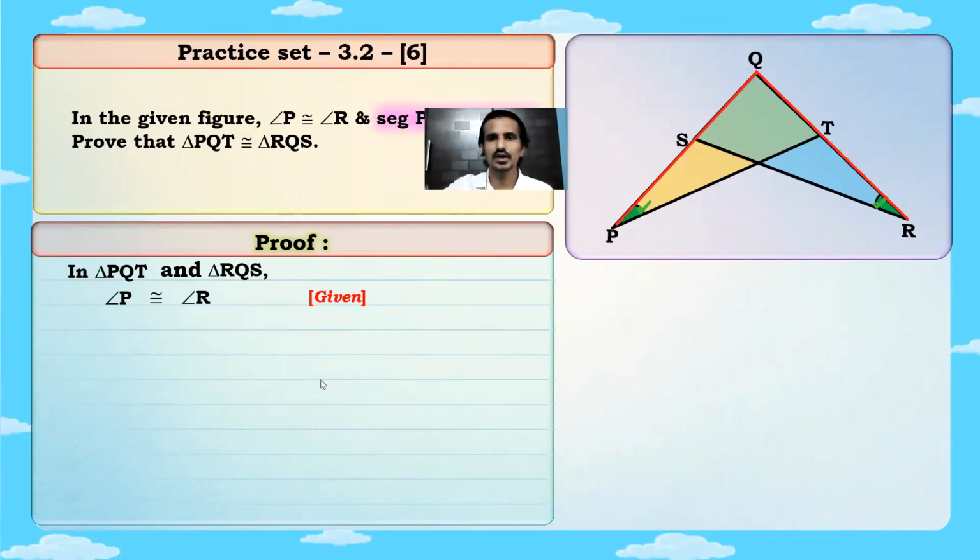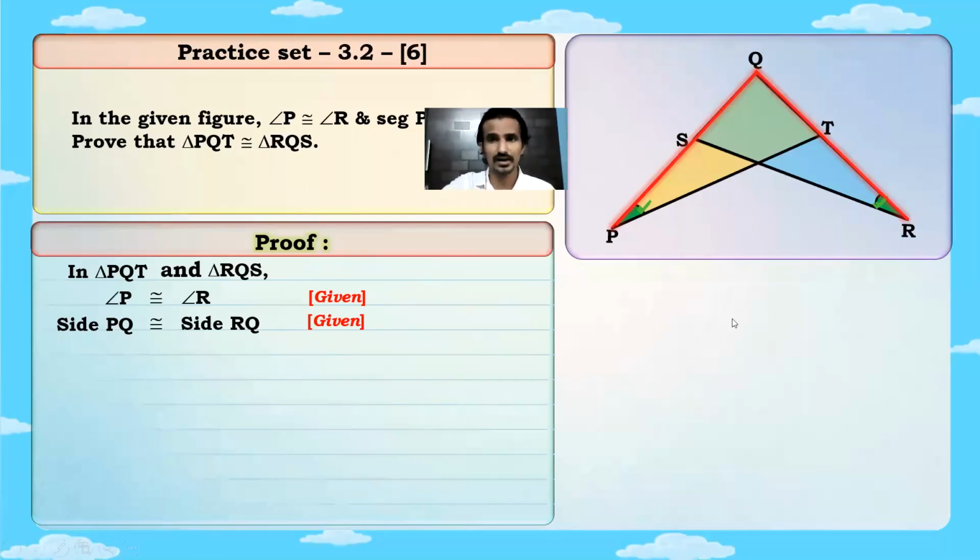Next would be the side. We see the side which is highlighted. So side PQ congruent to side RQ. The reason would be given. Okay, side PQ congruent to side RQ. It is also given. So these two parts were ready-made. We didn't have to think about it. It was already mentioned in the question.